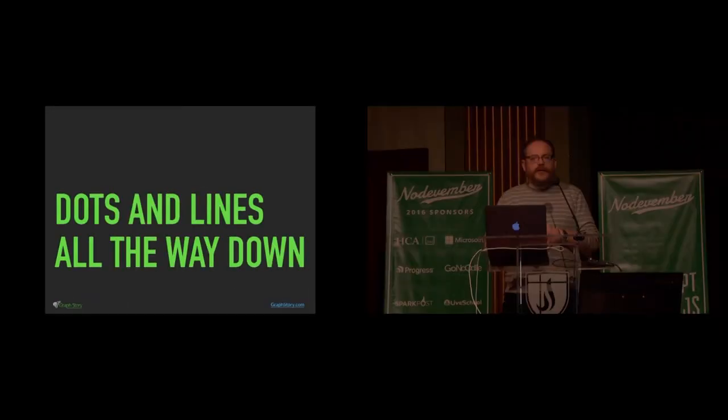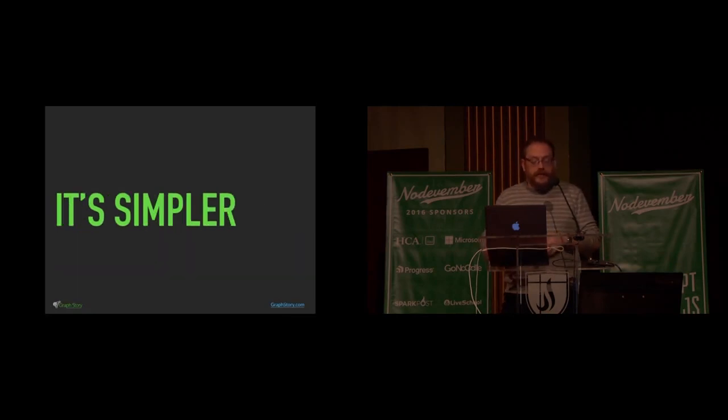It's dots and lines all the way down from top to bottom. That is what a graph database is. It is dots and it is lines. In a lot of ways, that's simpler, which tends to be appealing. We usually want simpler things. Complex systems break more. So conceptually, it's simpler.